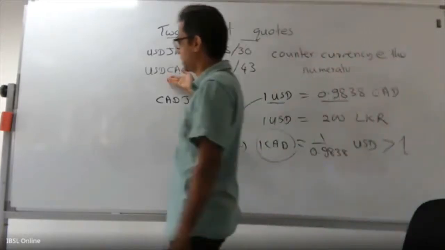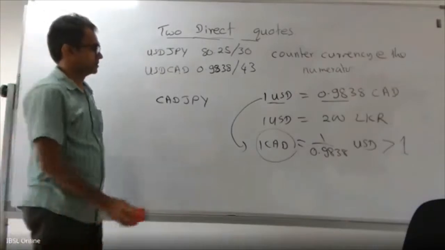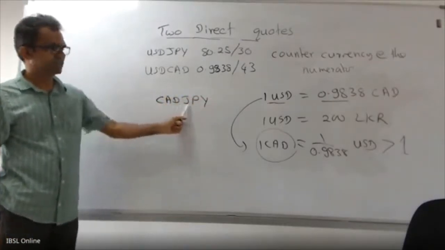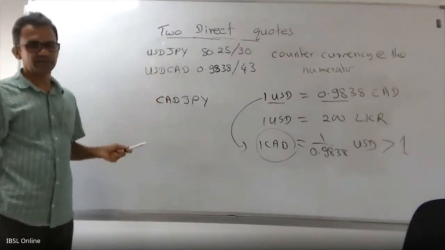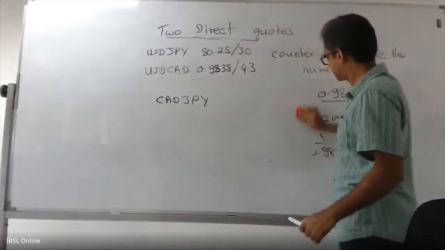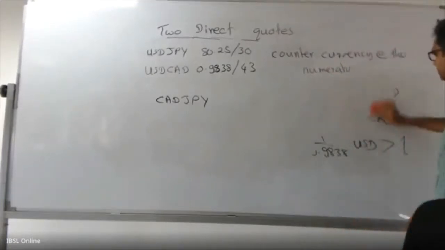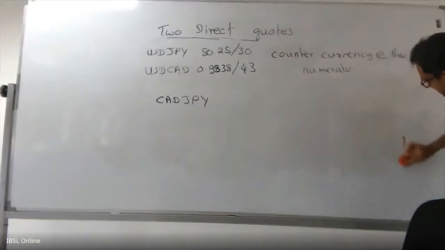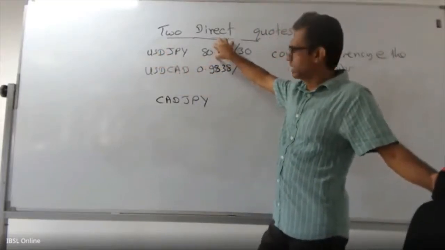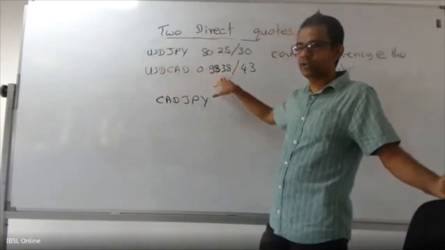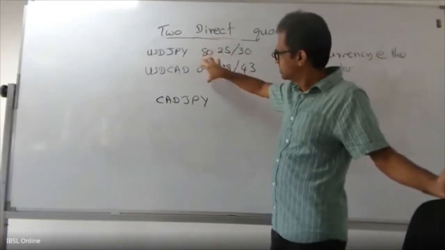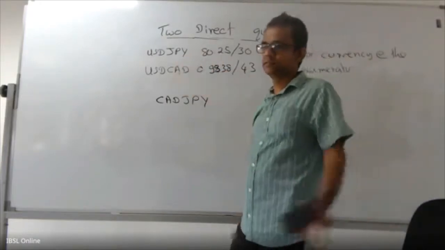But by convention, the currency pair is quoted as USD CAD. But in our example, we focus on the cross rate between CAD and JPY. In that also, CAD is stronger than JPY. How do you get that before doing the calculation? Which one is strong? To get a dollar, you have to pay 80 something yen. To get a dollar, it's only 0.9838, less than 1 CAD. So you pay more here, you pay less here. So this one is strong. CAD is stronger than JPY.